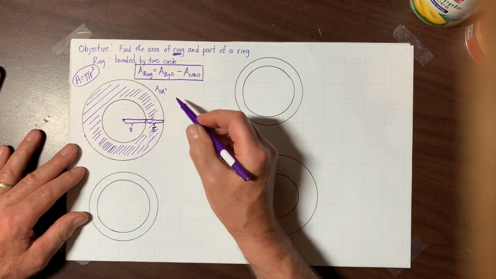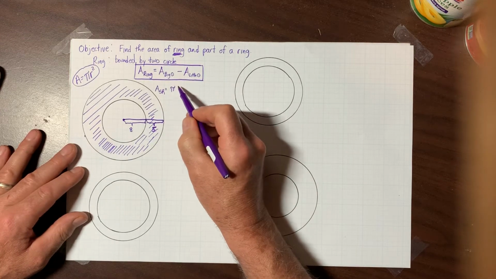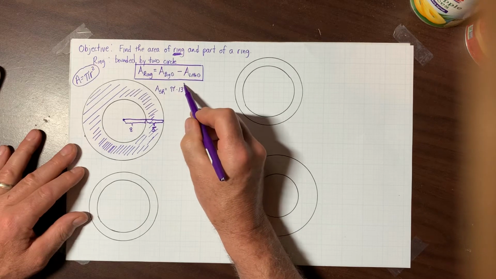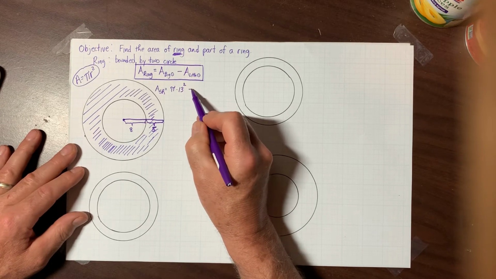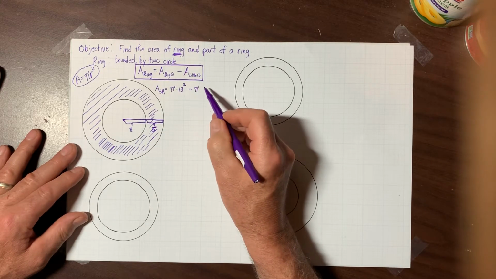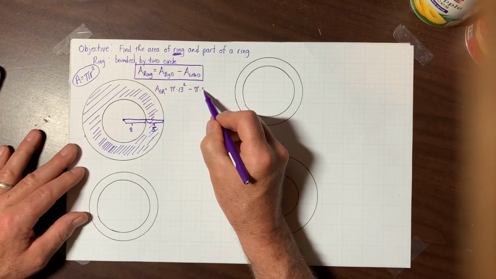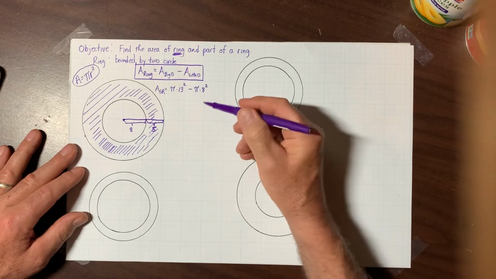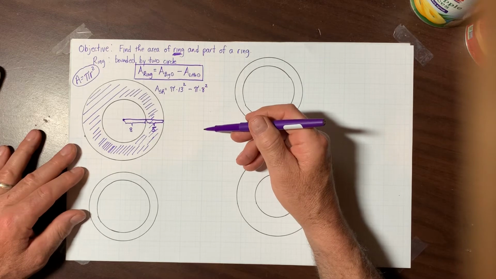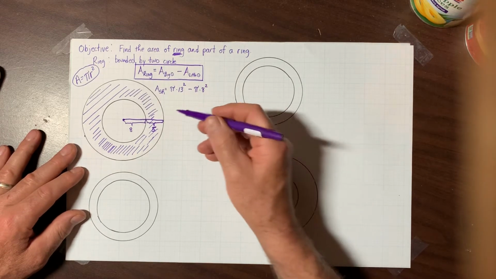So the area of the big circle would be pi times the radius, which is 13 squared. Then we need to subtract the area of the small circle. So that would be pi times the radius of the small circle, which is 8 squared. Now, when we get our answer here, we're going to find our answer in terms of pi. So we're going to have a pi in our answer.